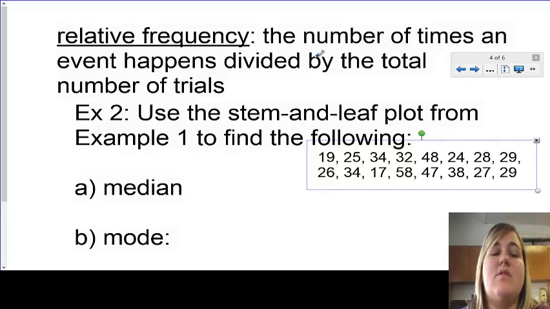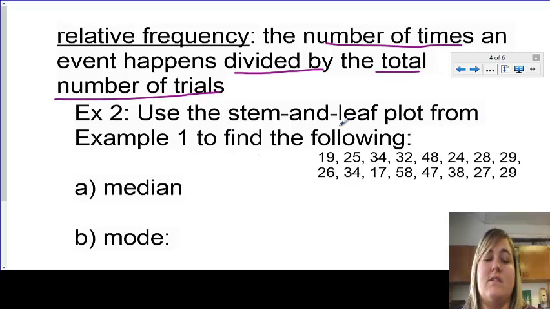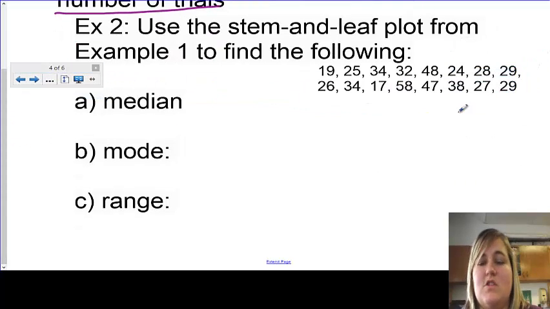Relative frequency is the number of times an event happens divided by the total number of trials. So the number of times divided by the total number of trials. Okay, it says use a stem and leaf plot from example 1 to find the following. So I'm going to make a stem and leaf plot really quick from that data that was given to us.